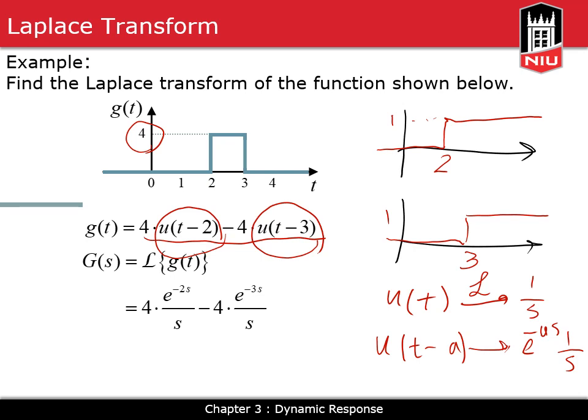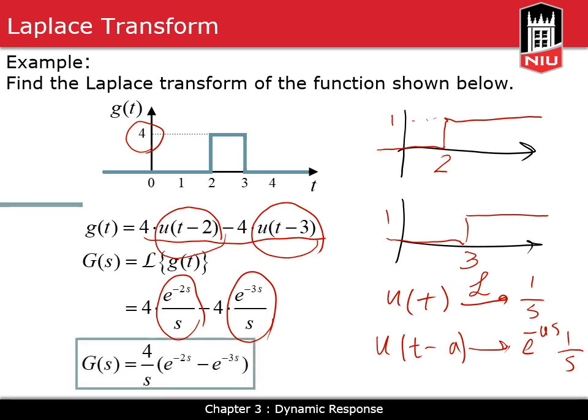That means if a is 2, then we have u of t minus 2. Its Laplace transform is e to the negative 2s times 1 over s, as you can see here. And if a is 3, the Laplace transform of u of t minus 3 will be e to the negative 3s times 1 over s. So that completes our Laplace transform for this example. We can combine the two terms, factor out the 4 over s, and write that answer as 4 over s times e to the negative 2s minus e to the negative 3s.